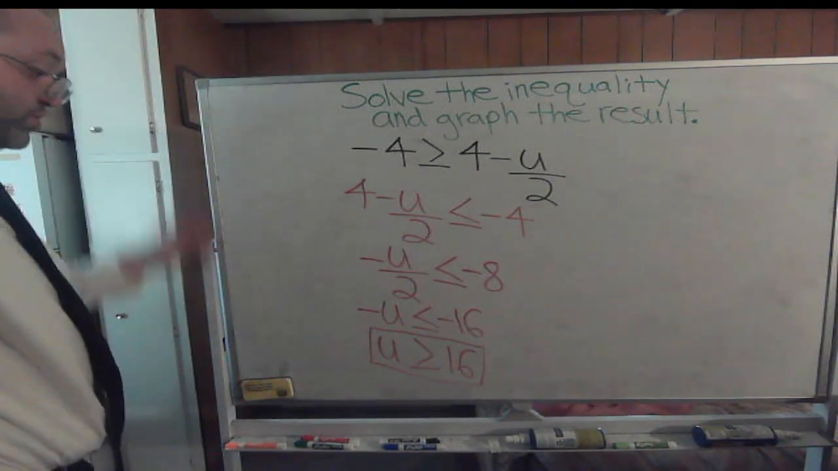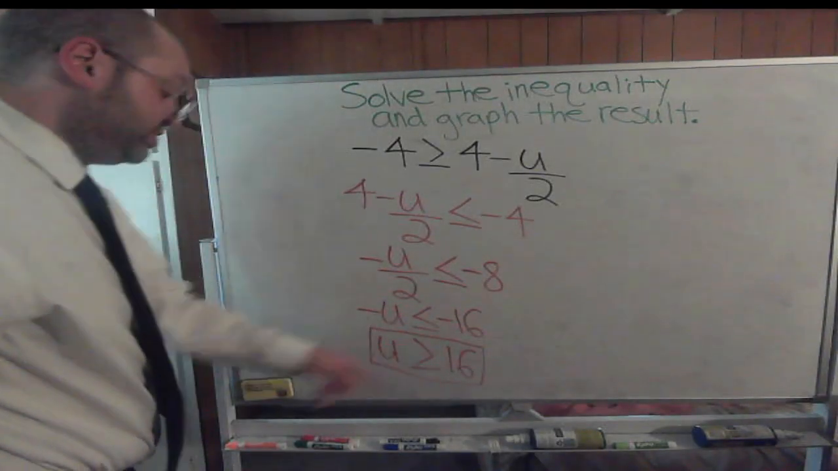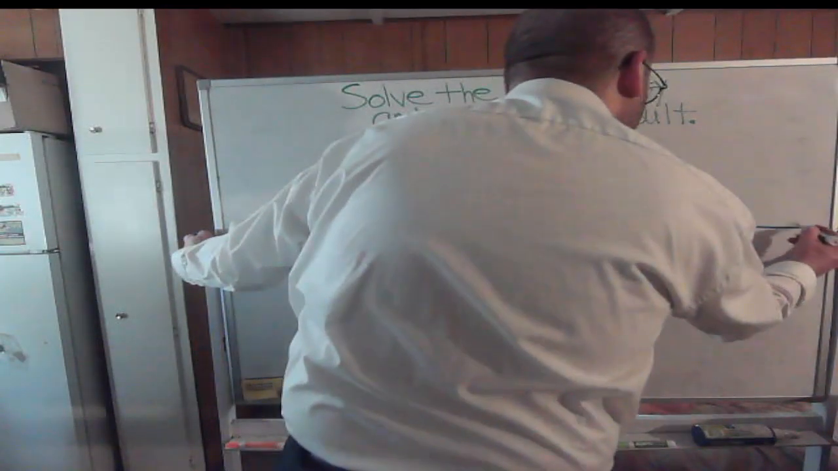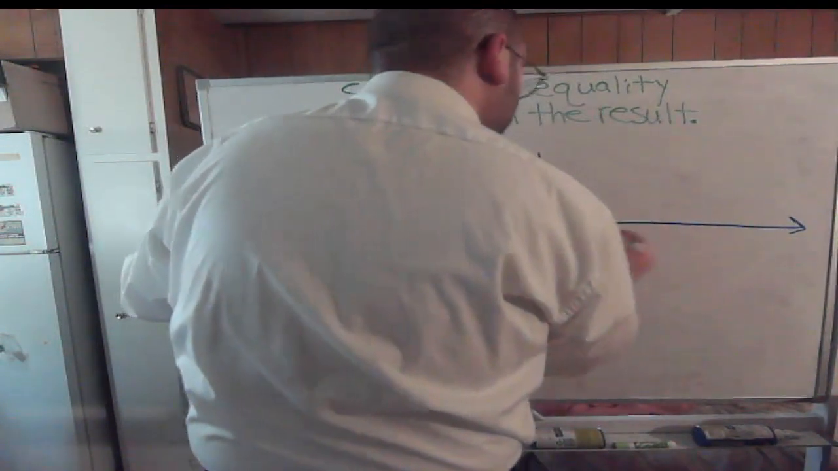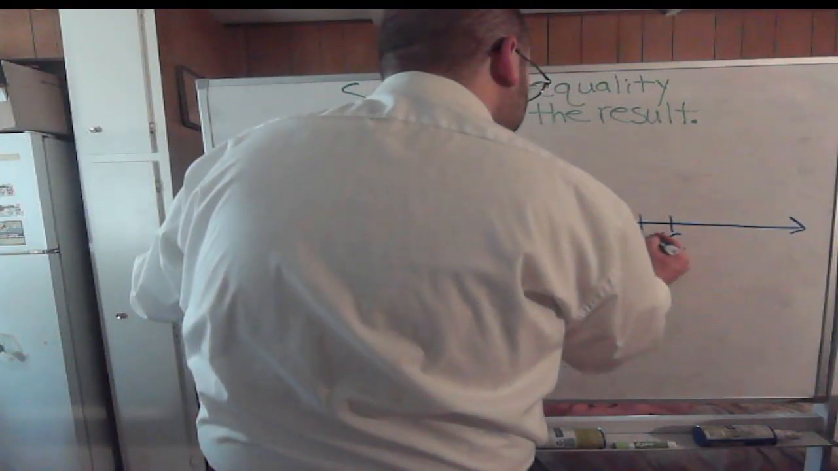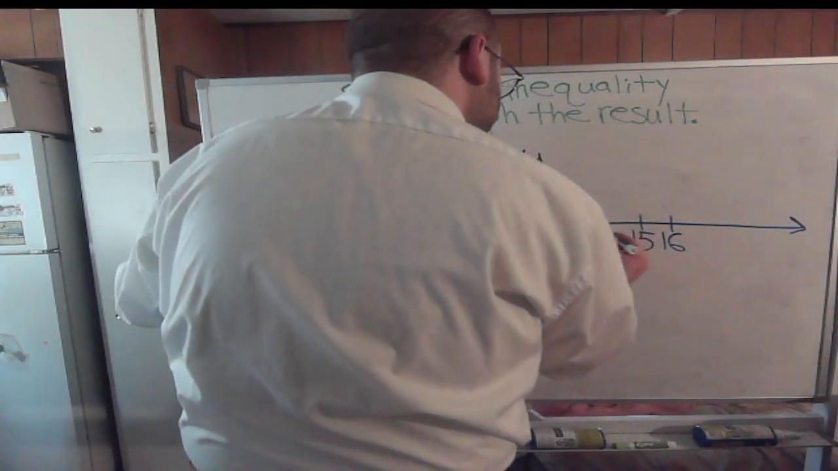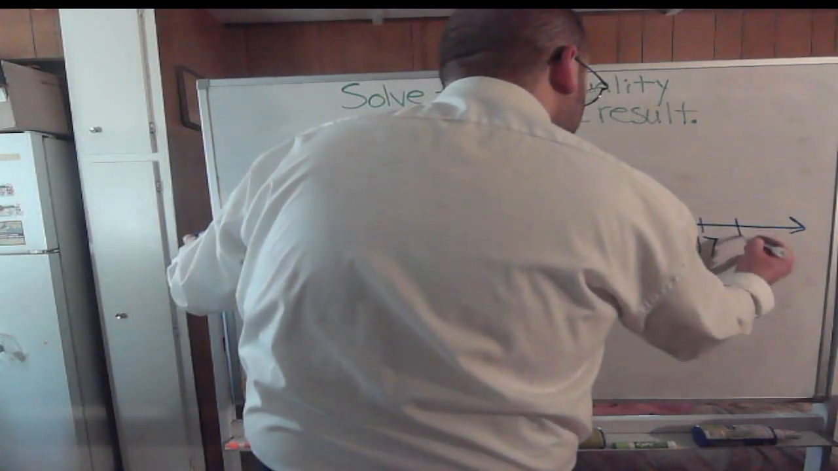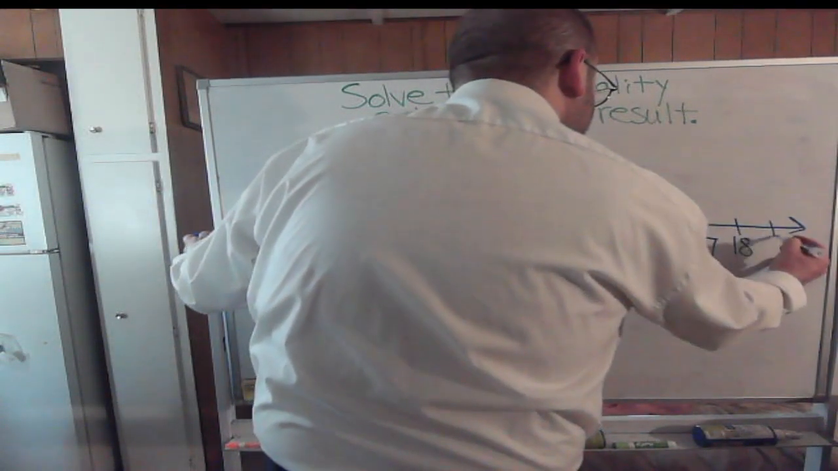So yes, that's what you would get. u is greater than or equal to 16. And last but not least, we will go ahead and graph this. So let's go ahead and draw our number line, put 16 in the middle. So we'll have 15 to the left, then 14. All right, 17 to the right, 18, let's draw 19 even.